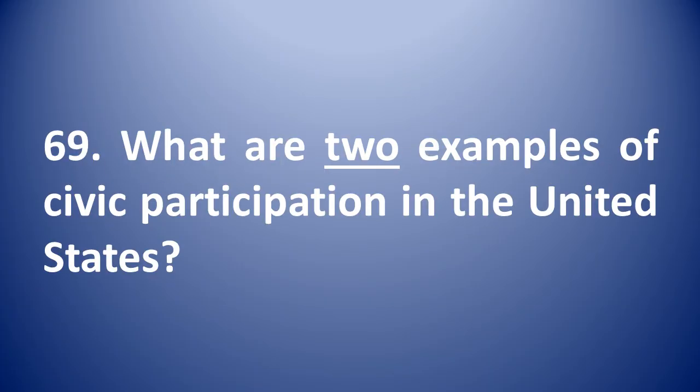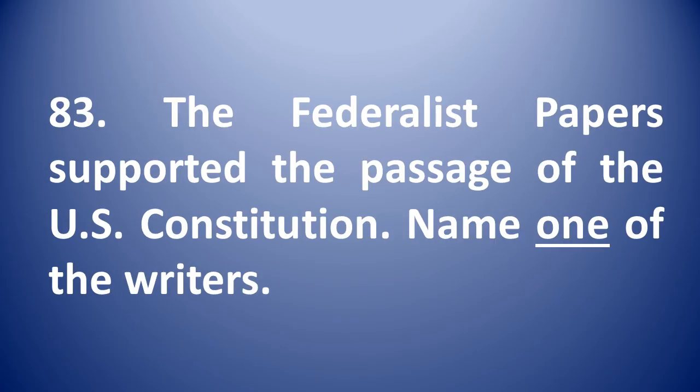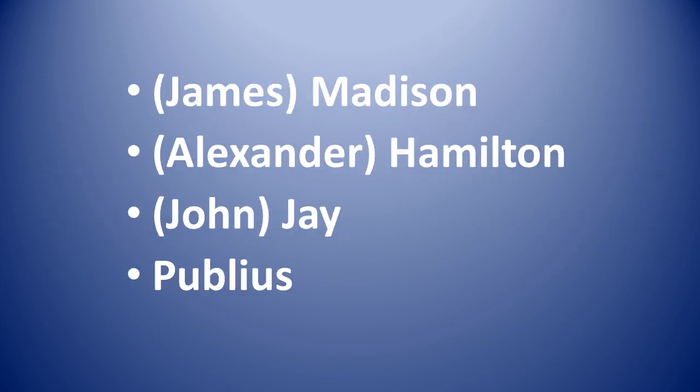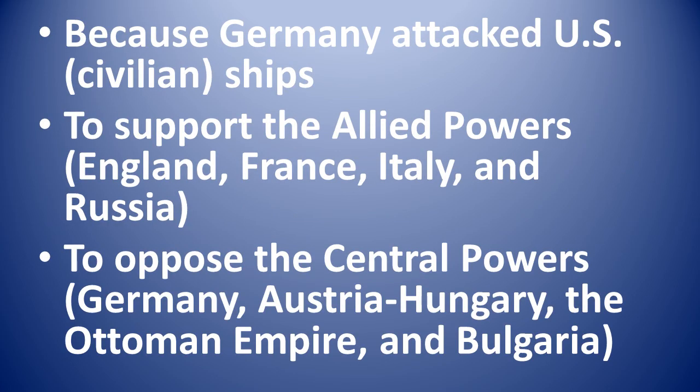What are two examples of civic participation in the United States? Vote, run for office. The Federalist Papers support the passage of the U.S. Constitution. Name one of the writers. James Madison. Why did the United States enter World War I? Because Germany attacked U.S. civilian ships.